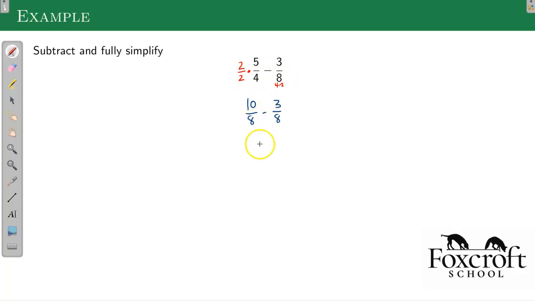And now we have that common denominator. 10 minus 3 is 7. All right, and that's our final answer. So again, nothing wrong with multiplying by 4 over here and 8 over here. It just means you're going to do some more simplifying at the end.